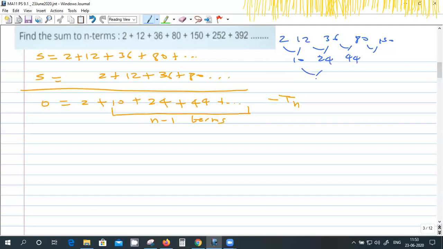Now if you take the difference here, it will be 14. This difference is 20, and this difference is... 80 and 150 is 70, right? So 70 minus 44 is 26. Now this is becoming an AP.